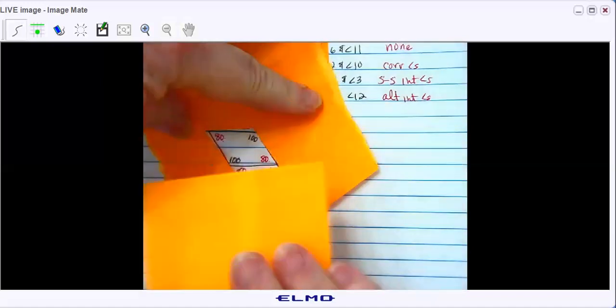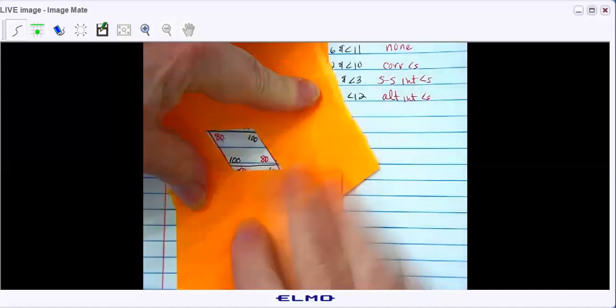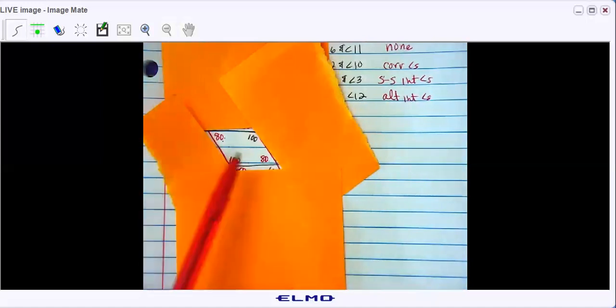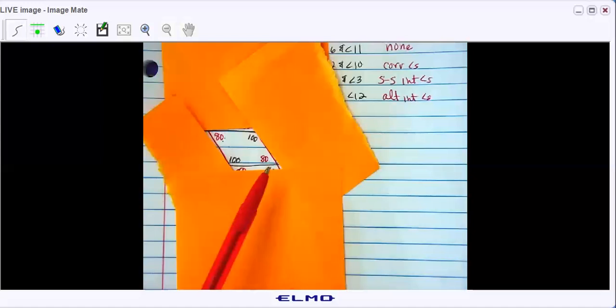Okay. So look at this parallelogram in the middle. A parallelogram is when two opposite sides are parallel. What do you notice about the opposite angles in the corners? If this one up here is 80, and this one directly across from it in the parallelogram is 80, this one's 100 and that's 100, then we can say they're what?